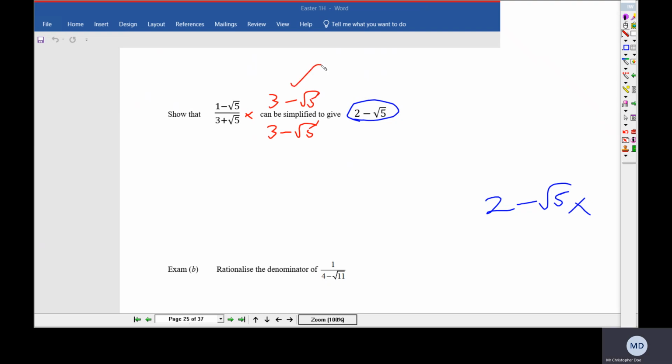Come on then. But you're going to need to do FOIL twice because you've got a bracket on the bottom and one on the top. So it's double FOIL, I'm afraid. Double FOIL. The good news is, though, double FOIL, then it's biscuits.